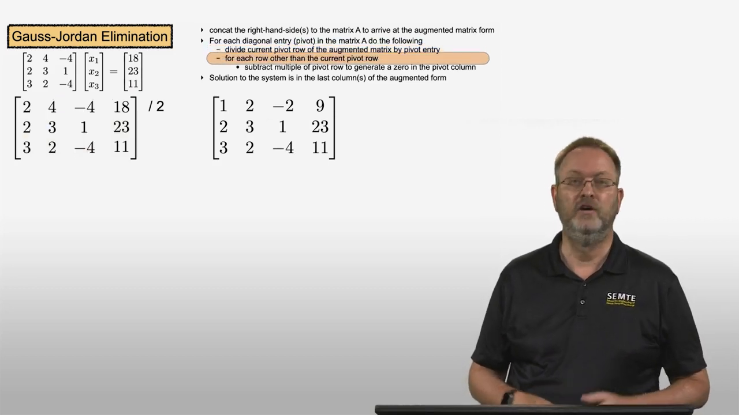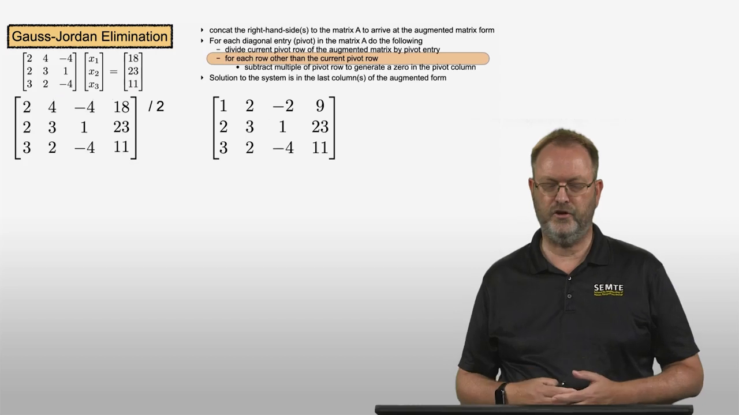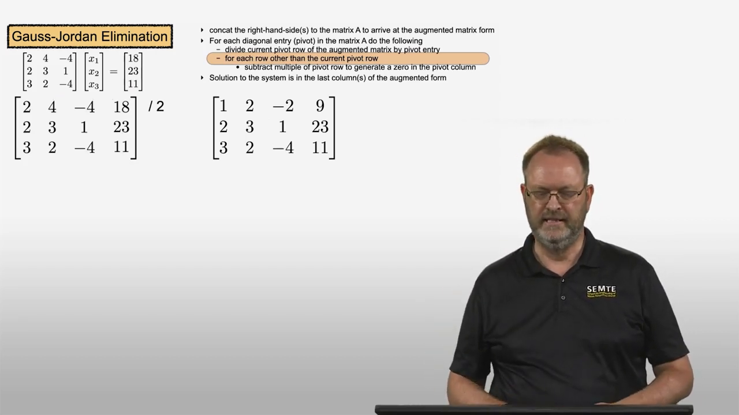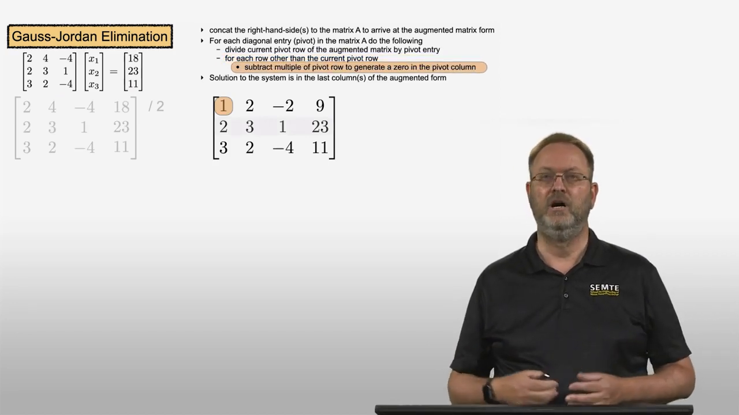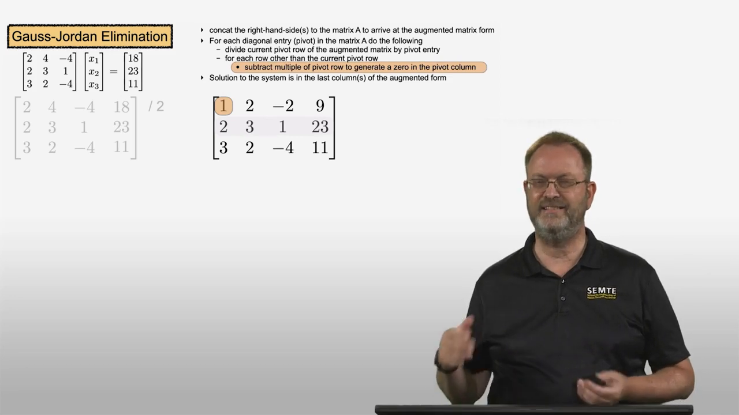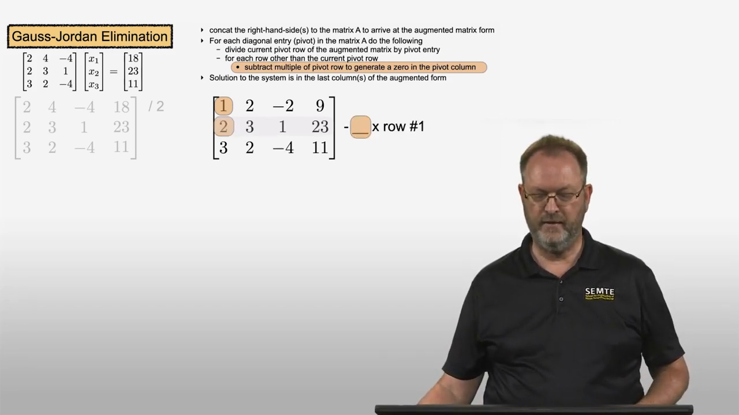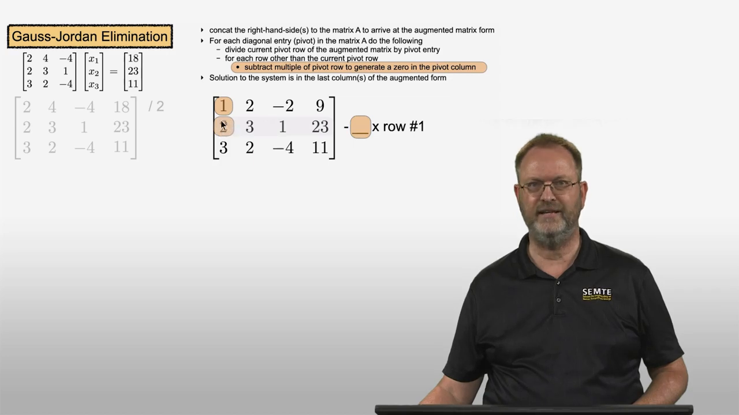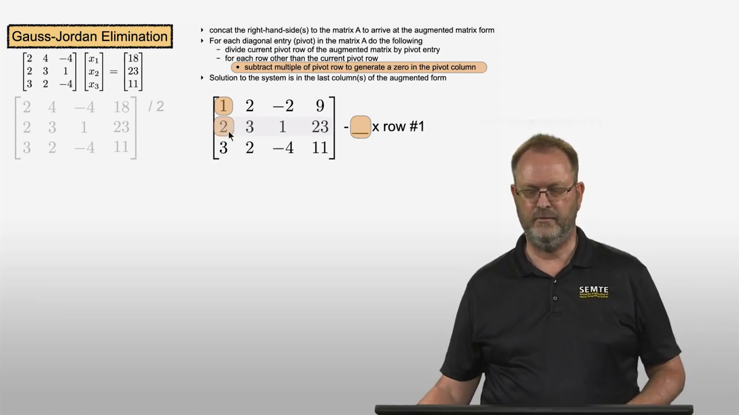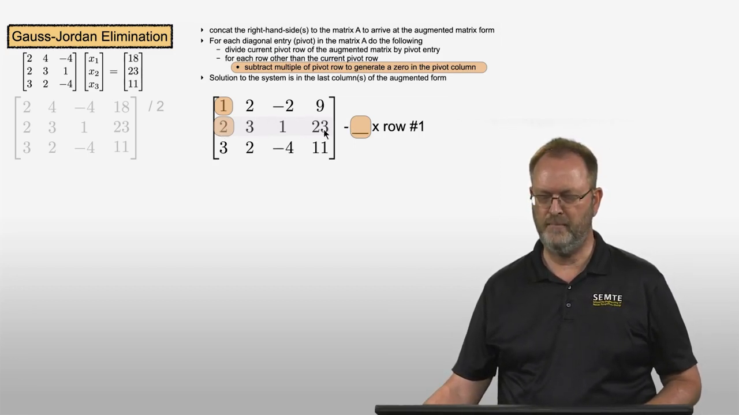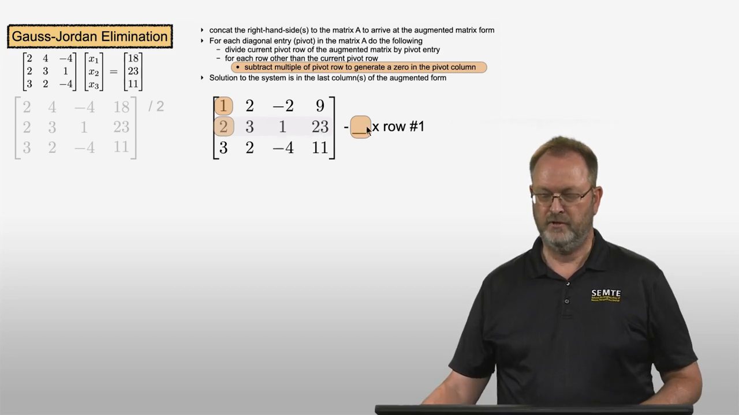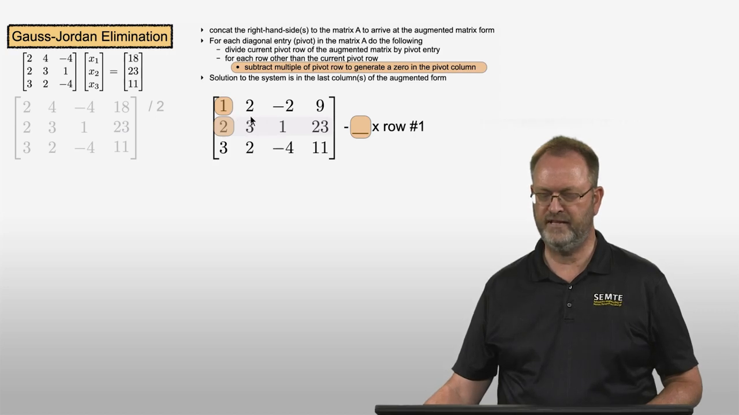Now, next up is for each row other than the current pivot row, so other than the current first row, I'm going to subtract a multiple of the pivot row to generate a 0 in the pivot column. So what I want to do here is I want to generate the number 0 right here. And I want to do this by subtracting a multiple of the first row from my current row 2. So I have to figure out what is the multiple for row number 1 that I want to then subtract from row number 2 to generate a 0 here.